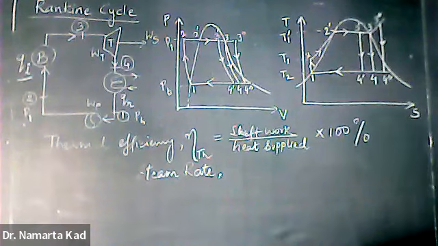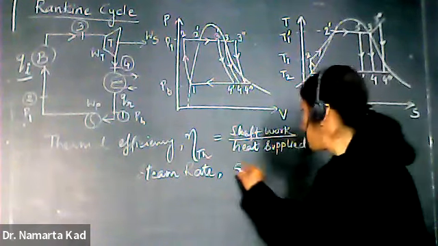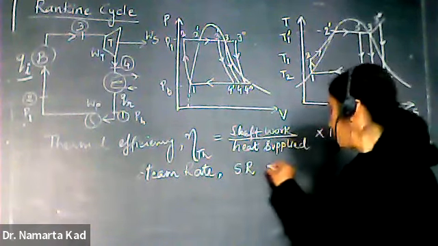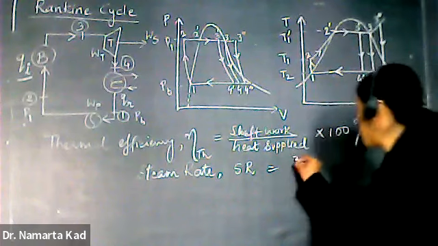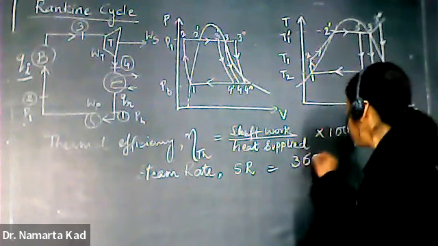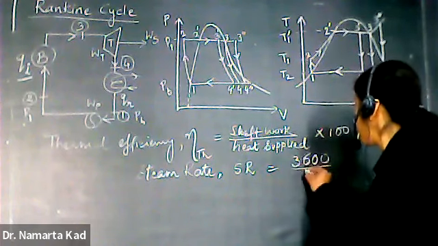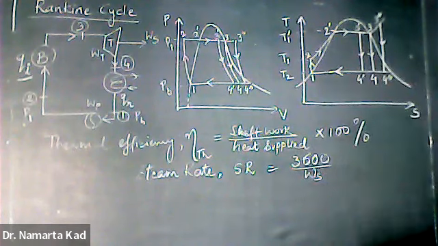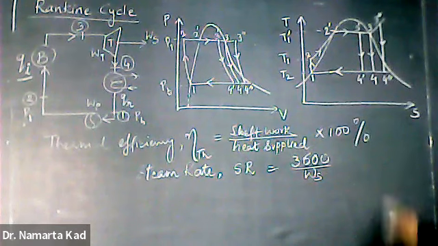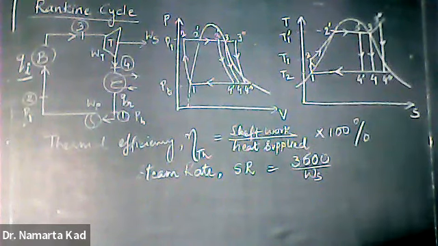Steam rate, symbol SR, is equal to 3600 divided by WS, where WS is the shaft work. Okay. And what is the definition? It is defined as the amount of steam required to develop 1 kilowatt hour of work.